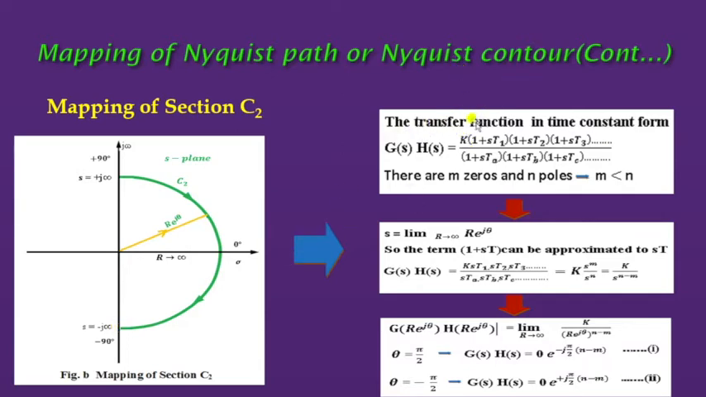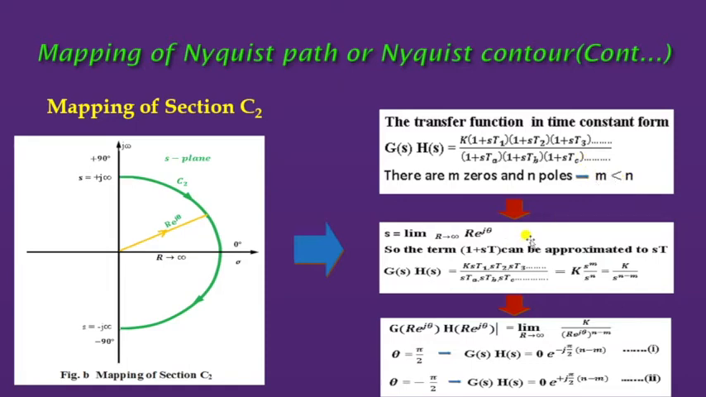So consider a transfer function in time constant form: G(s)H(s) equal to K into (1 plus sT1) into (1 plus sT2) into (1 plus sT3), divided by (1 plus sTa) into (1 plus sTb) into (1 plus sTc). There are m zeros and n poles, so always the poles are greater than the zeros.